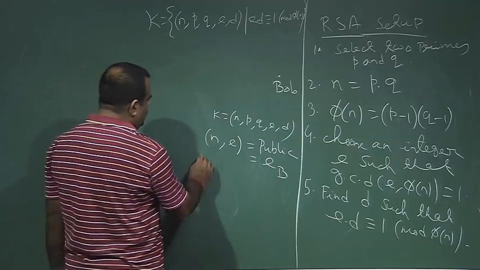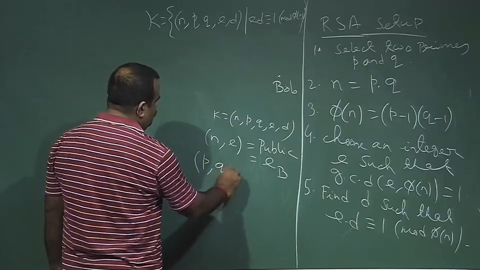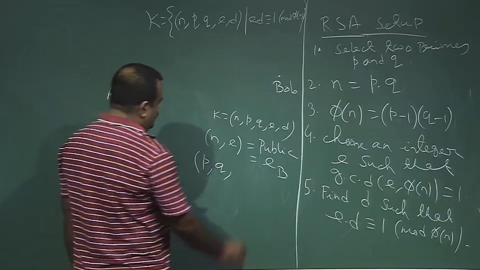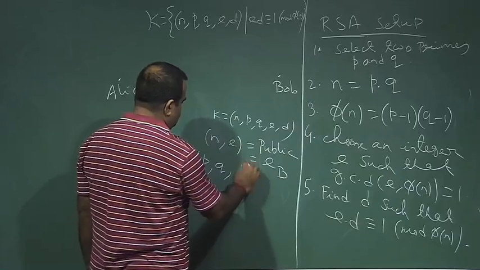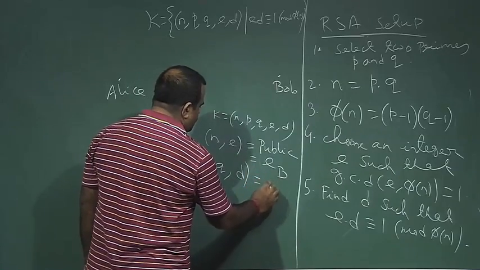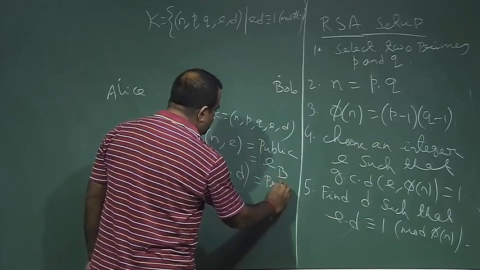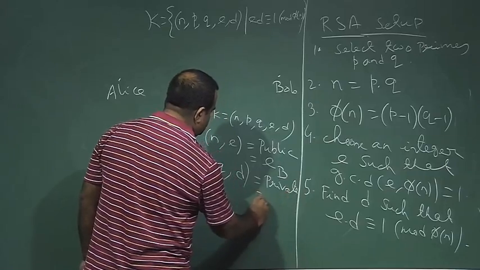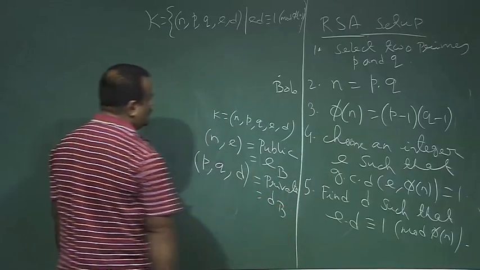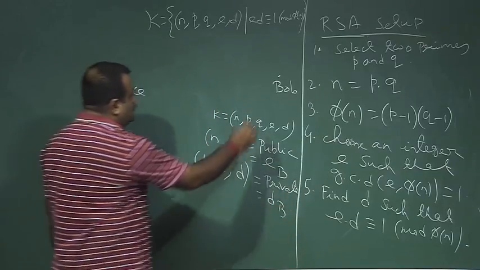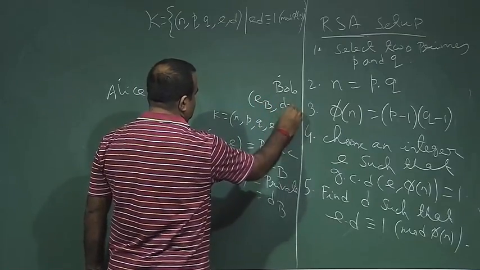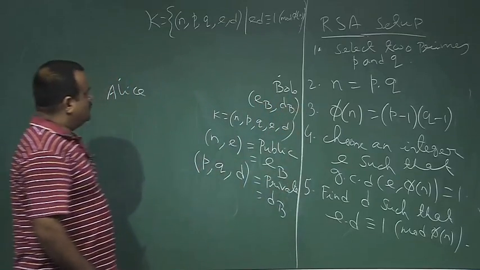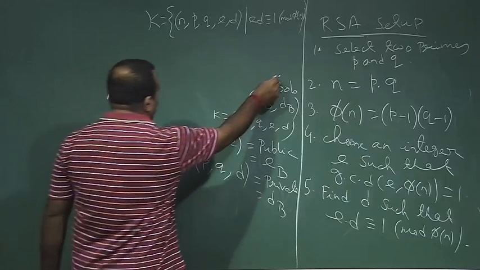And who are the private key? P, Q, D. This is the secret key or the private key of Bob, which we denoted by D B. So Bob generates this E B, D B.